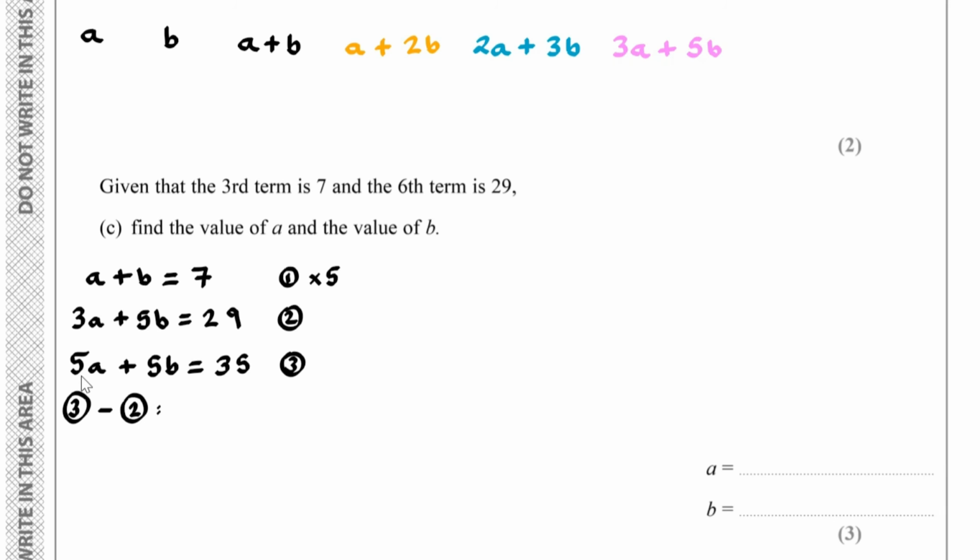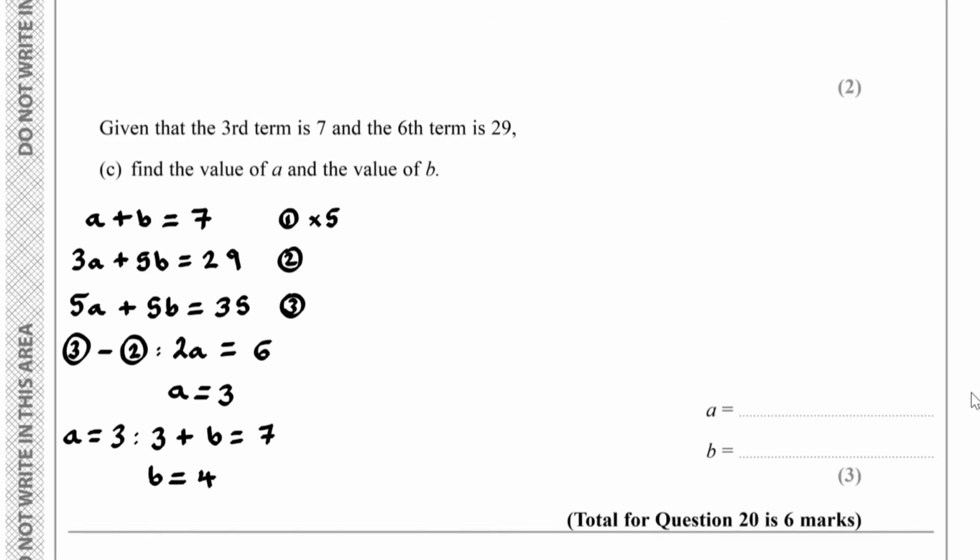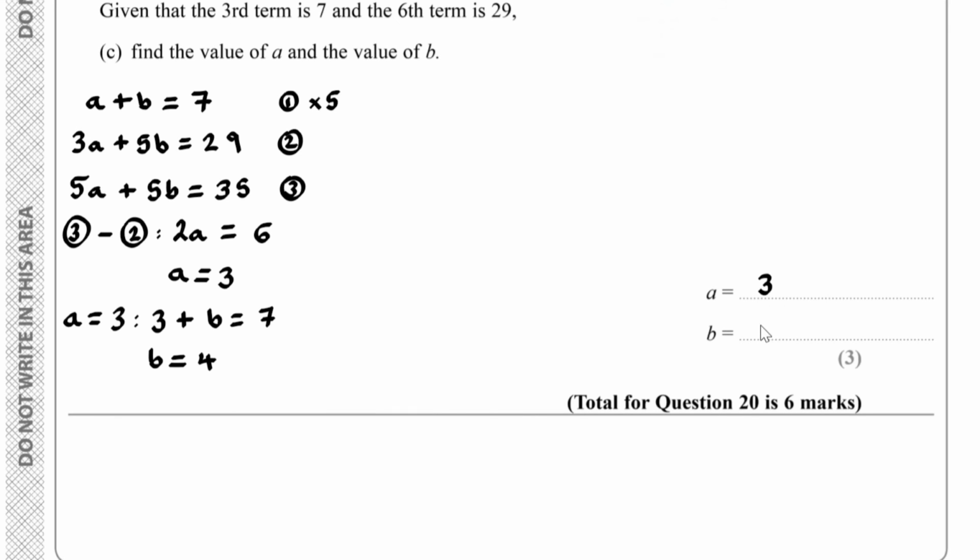5A subtract 3A is 2A, 5B minus 5B is 0B, 35 minus 29 is 6, 2A is 6, A is equal to 3. And then, knowing that A is equal to 3, we've got 3 plus B equals 7, B is equal to 4. So we have A is 3, B is 4.